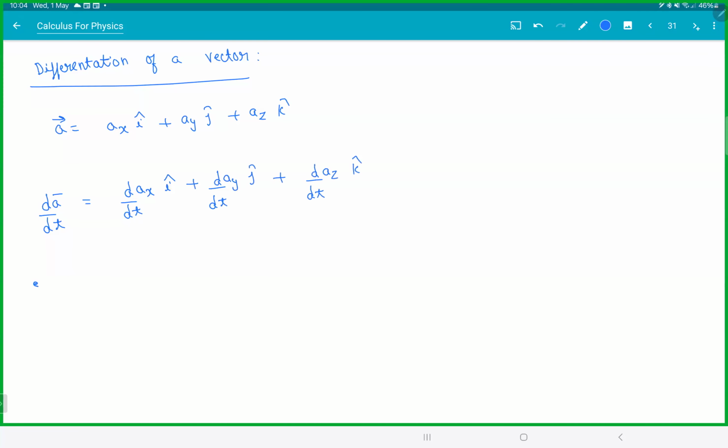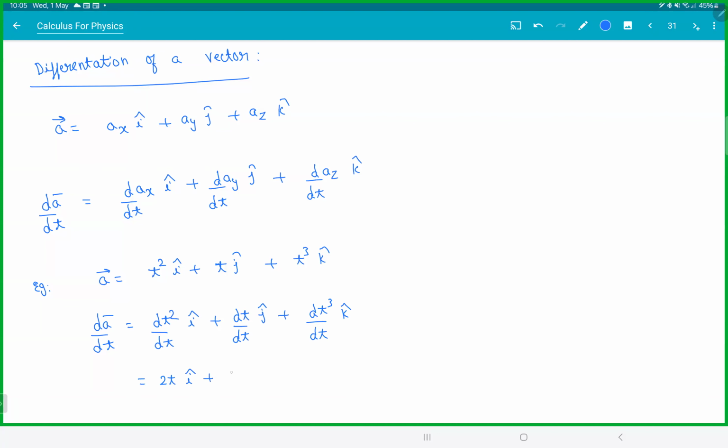That's it. So for example, let's say someone gives you A bar is t squared i cap plus t j cap plus t cubed k cap. Now, if someone asks you to differentiate this vector, dA bar by dt, this would be d t squared by dt i cap, dt by dt j cap, d t cubed by dt k cap. So the derivative of t squared is 2t i cap, dt by dt is 1 j cap, the derivative of t cubed is 3t squared k cap.